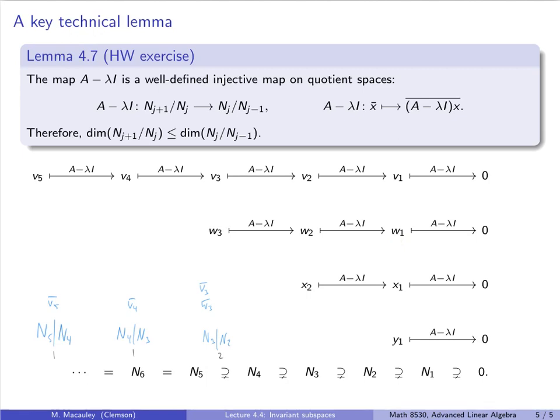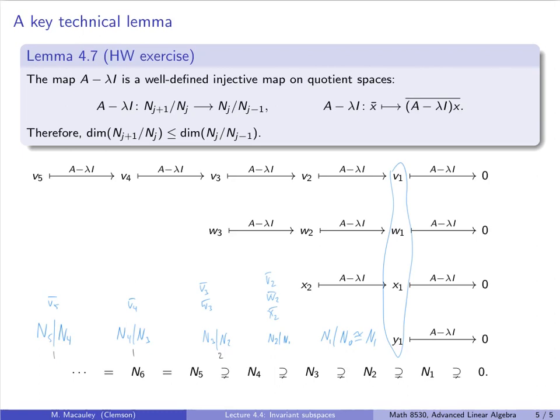And then similarly, we can do N2 mod N1. N2 is the space spanned by these 7, and N1 is spanned by these 4. So the basis of this is going to be v2 bar, w2 bar, and x2 bar. And finally, N1 mod N0. N0 is just the 0 vector. N1 mod N0 is going to be isomorphic to N1, and here's a basis right there.